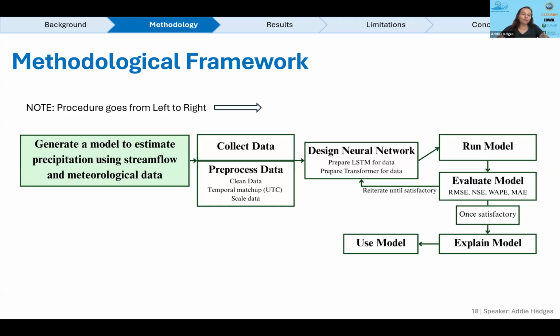Then we created this framework to show you how we designed and prepared the model. We had to do a lot of cleaning and scaling of the data just to get it ready to go into our 2 different models, the LSTM and Transformer, to be able to run and evaluate them to make sure that we were getting the best results we could before explaining and using the model.